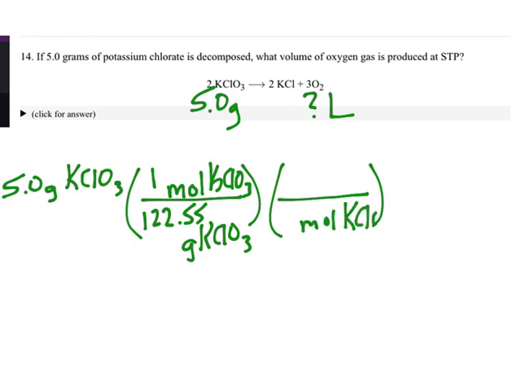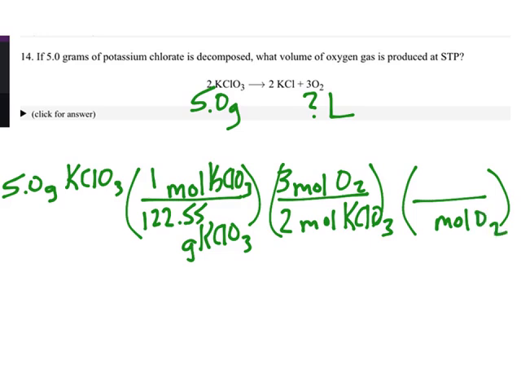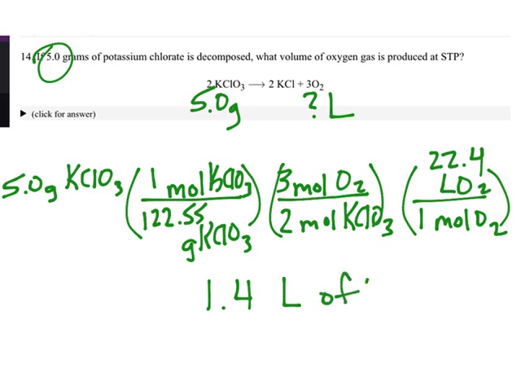I don't want mole of KClO3. I want mole of O2, and I see that's a 3 to 2 ratio. And I don't want mole of O2 now. I need to take that to liters of O2. And there's 22.4 liters in 1 mole. Plugging this guy in to 3 sig figs. Actually, we have 2 sig figs, sorry. 1.4 liters of O2.